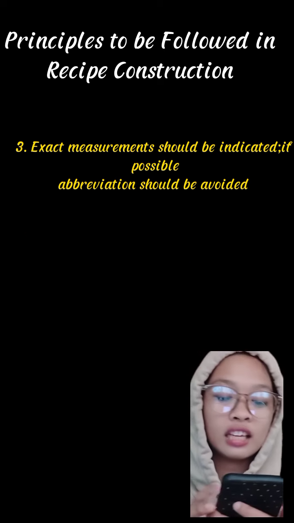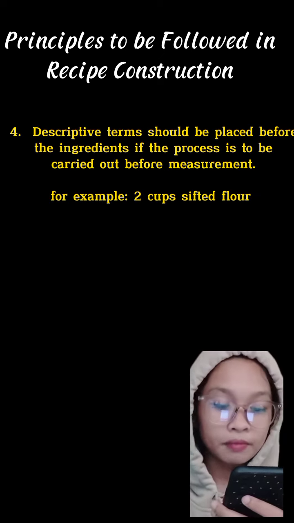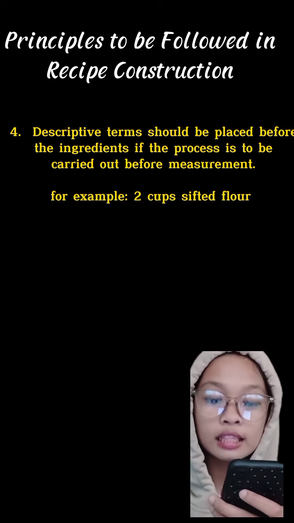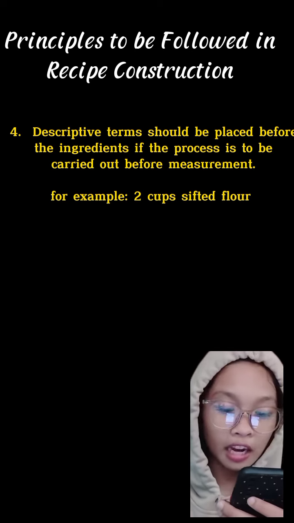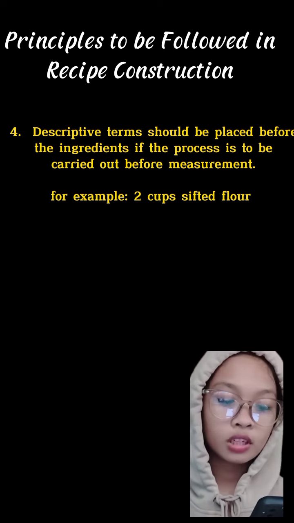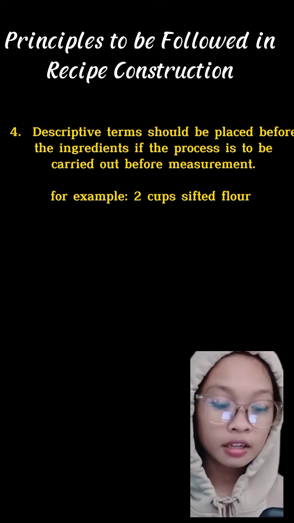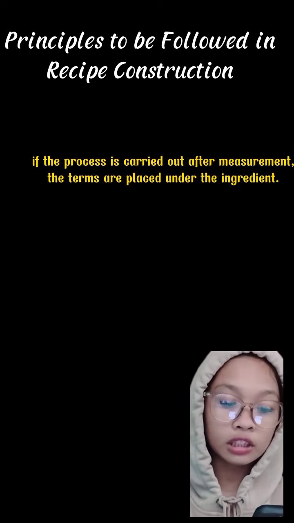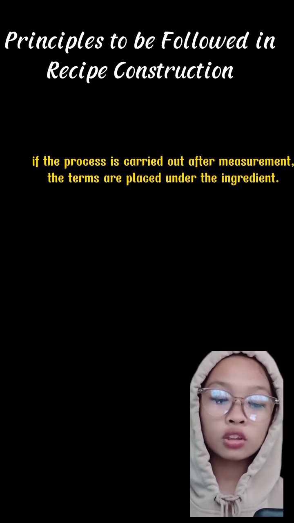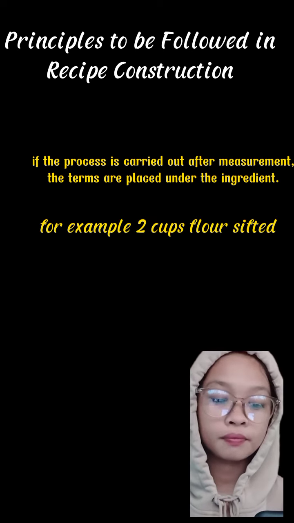Number 4, descriptive terms should be placed before the ingredients if the process is to be carried out before measurements. For example, 2 cups sifted flour. If the process is carried out after measurements, the terms are placed after the ingredients. For example, 2 cups flour sifted.